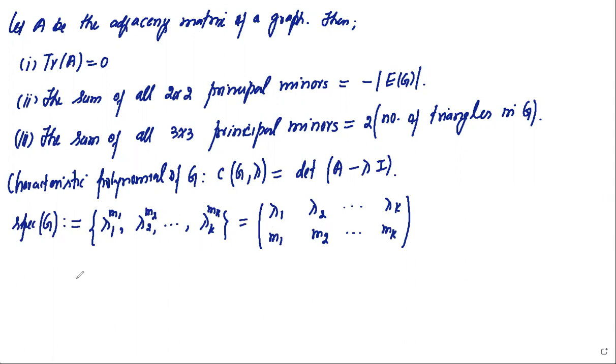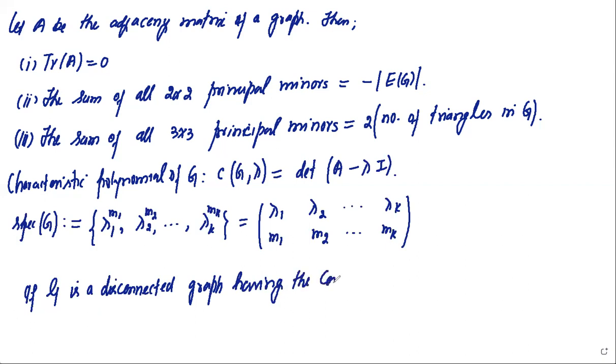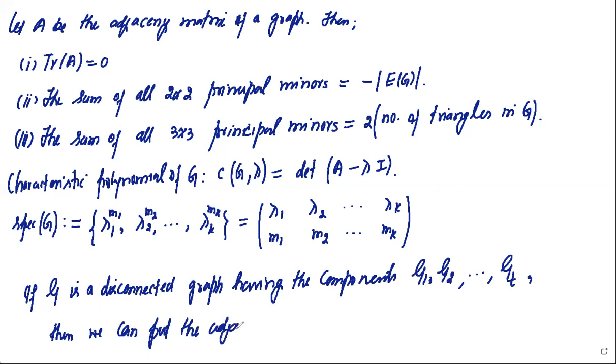Now we will take some more observations that we had not taken in the previous lecture. So if G is a disconnected graph, having components G1, G2, and so on up to GT, suppose T components, then we can put the adjacency matrix of G in a particular form.